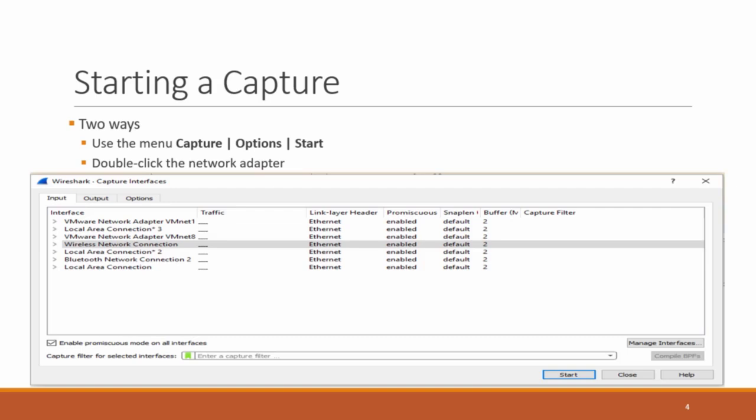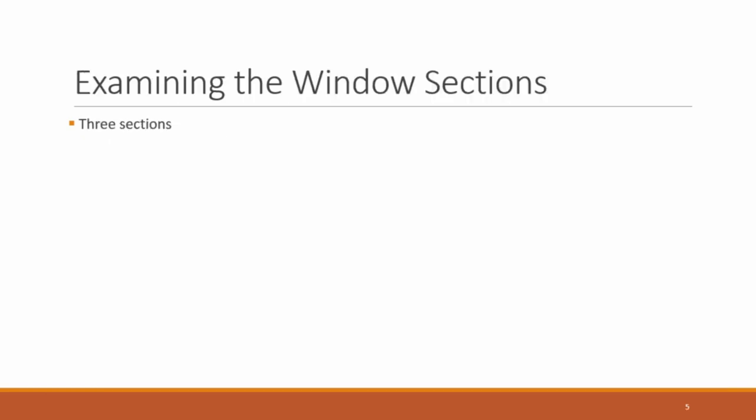So we have 2 methods to start our packet capture. We can use the menu: capture, select options, select start, or you can just double click the network adapter of your choice. My preference is to use capture, options, and start. And this is what comes up when you do that. As you see here, we have all our interfaces. I have the wireless network connection selected here, and we just click on start. Once we click on start, we'll start capturing packets. Let's take a look at it.